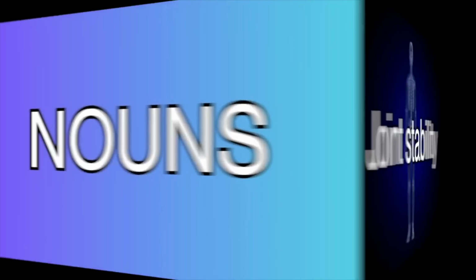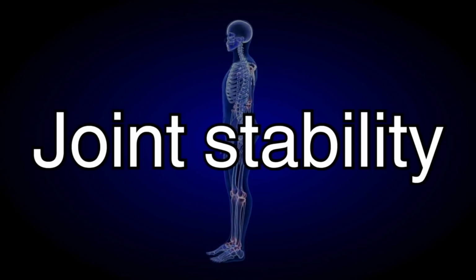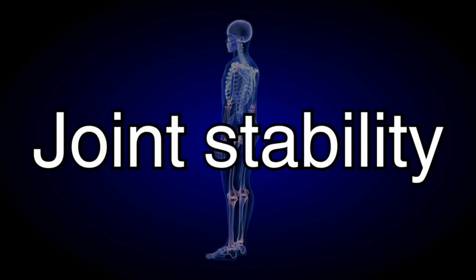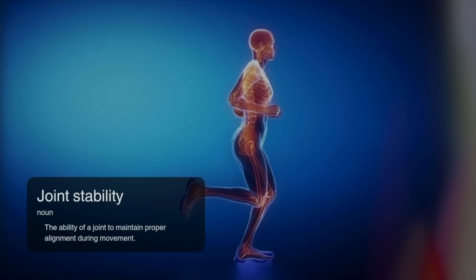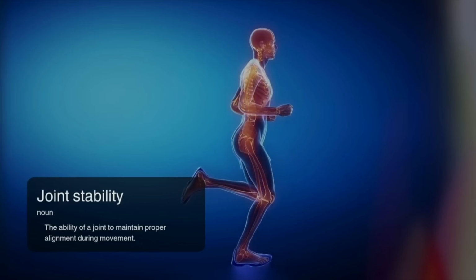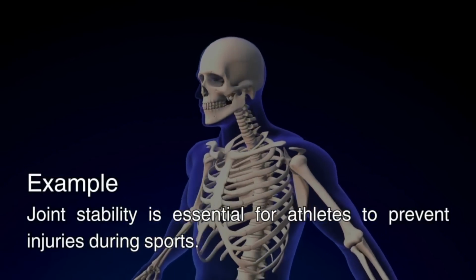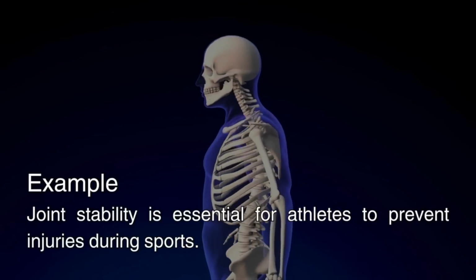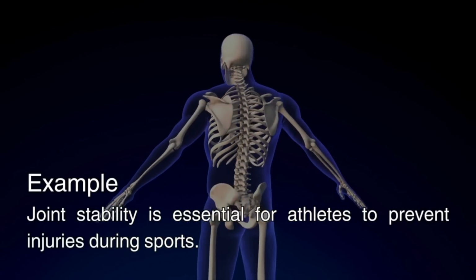And our first term is joint stability. Repeat after me. Joint stability. This term refers to the ability of a joint to maintain proper alignment during movement. Let's take a look at our example sentence. Joint stability is essential for athletes to prevent injuries during sports.